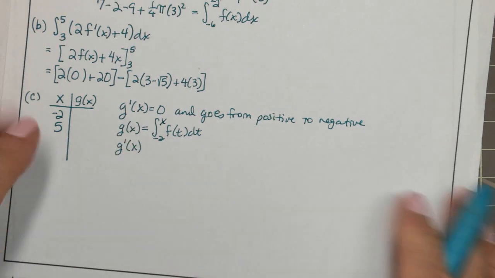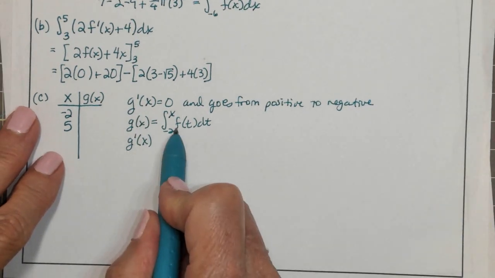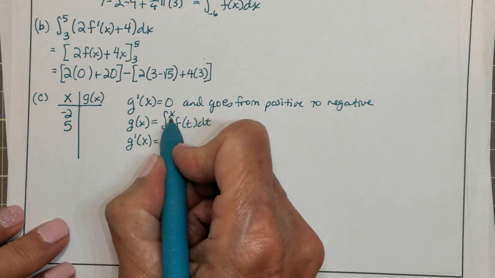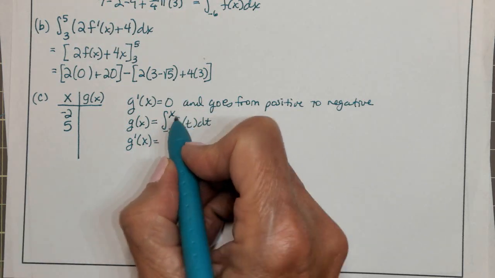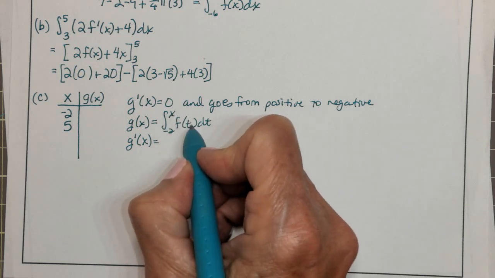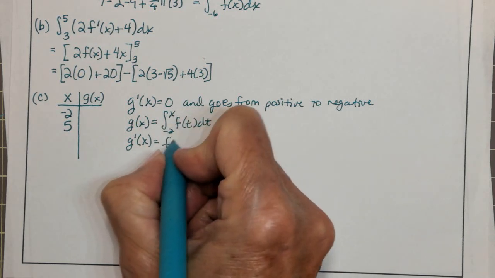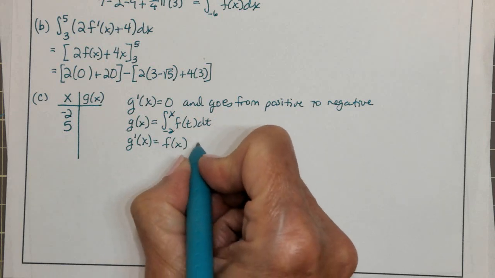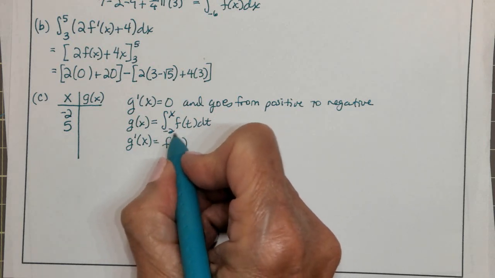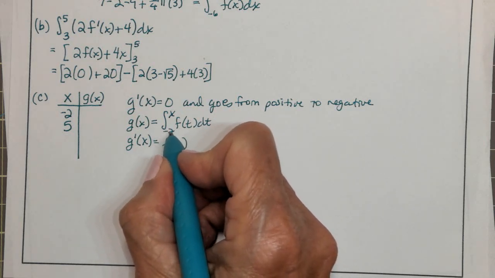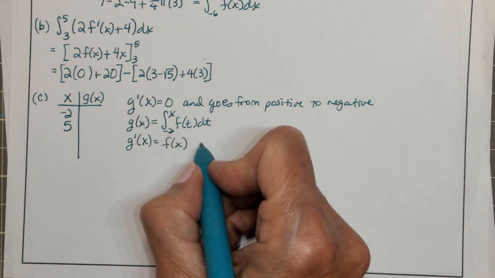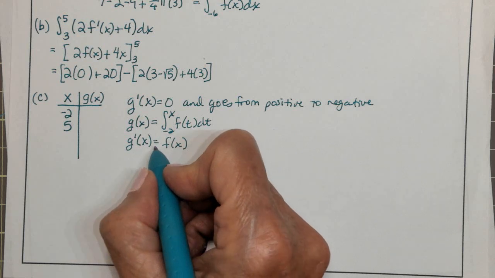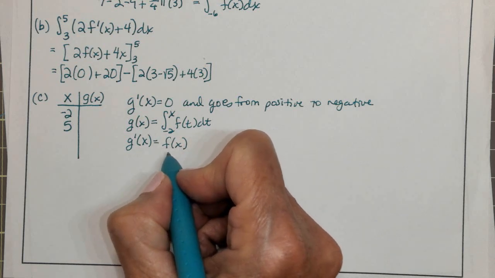G is an integral. We want the derivative of an integral. So start at the top, take its derivative. The derivative of x is just 1, and then plug in x for t. F of x minus the derivative of the bottom. But the derivative of the bottom is 0. So it's like we have a minus 0 here. So g prime of x is just f of x.